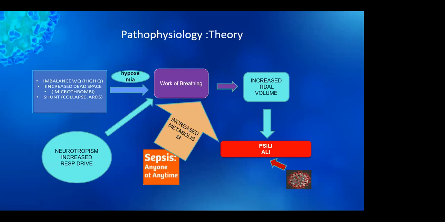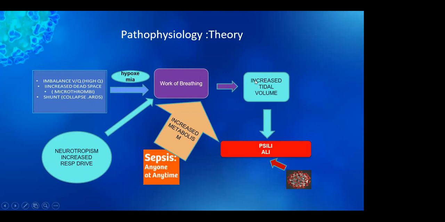So this slide is important. It summarizes how things are going on in the COVID patient. As I told, there is an imbalance with high perfusion and low ventilation. It will increase the dead space. There can be microthrombi and the shunt process. So what will happen? The patient will develop hypoxemia. To overcome this hypoxemia, he will try to take rapid, deep breaths, and his work of breathing will increase.